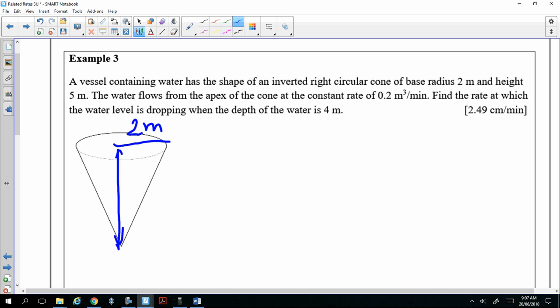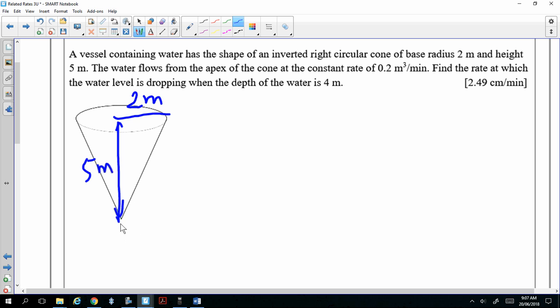Water flows from the apex of the cone. The apex is this thing, just the apex of the triangle. So the water is flowing out from that apex at a rate of 0.2 cubic meter per minute. So this is a thing about volume.